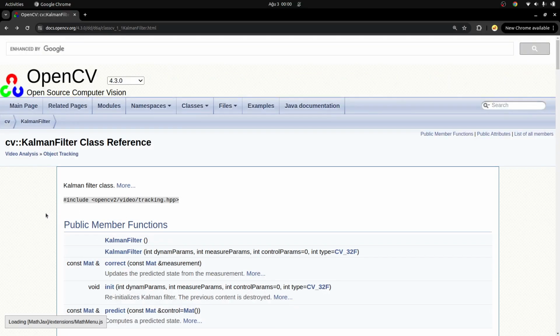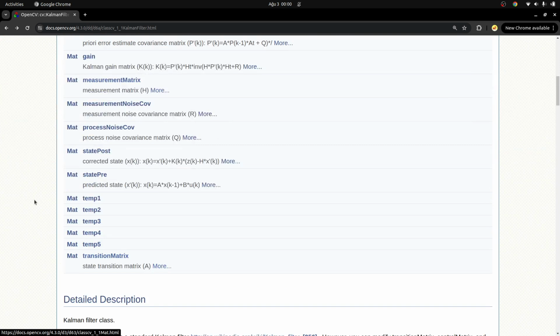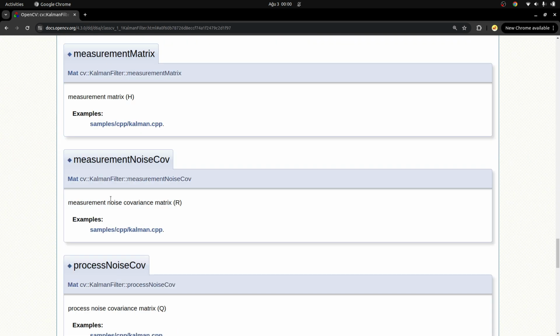Hi everyone, welcome back. Last time we continued on this list and learned about the transition matrix. Today we are going to learn about the measurement matrix.